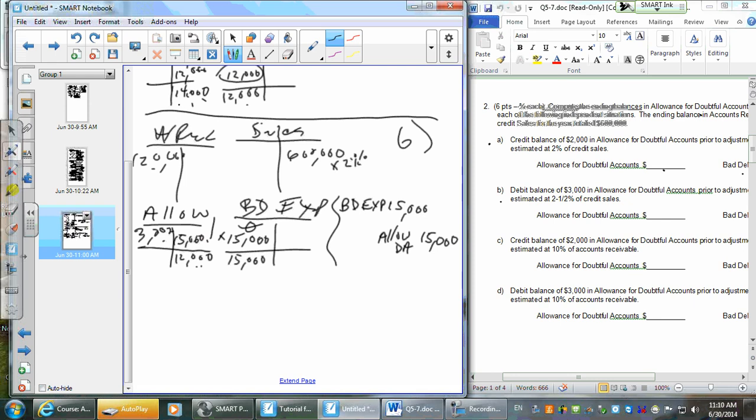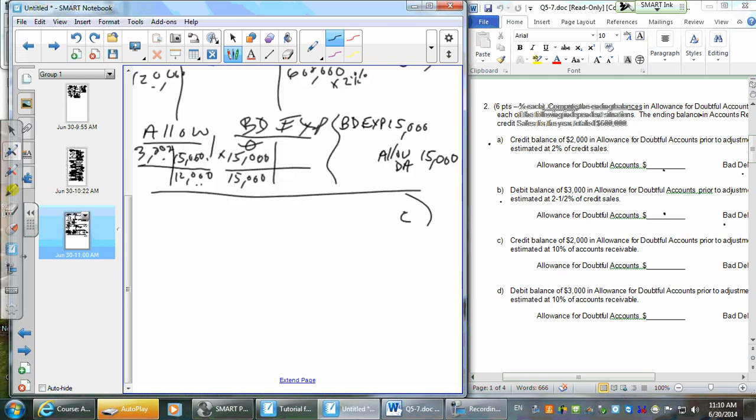So, what would my answer be, by the way? Allowance for doubtful accounts, 12,000. Bad debt expense, 15. Okay. So let's try C. What's it going to look like? Credit balance of 2,000 in the allowance. So here we go. Accounts receivable, still 120.